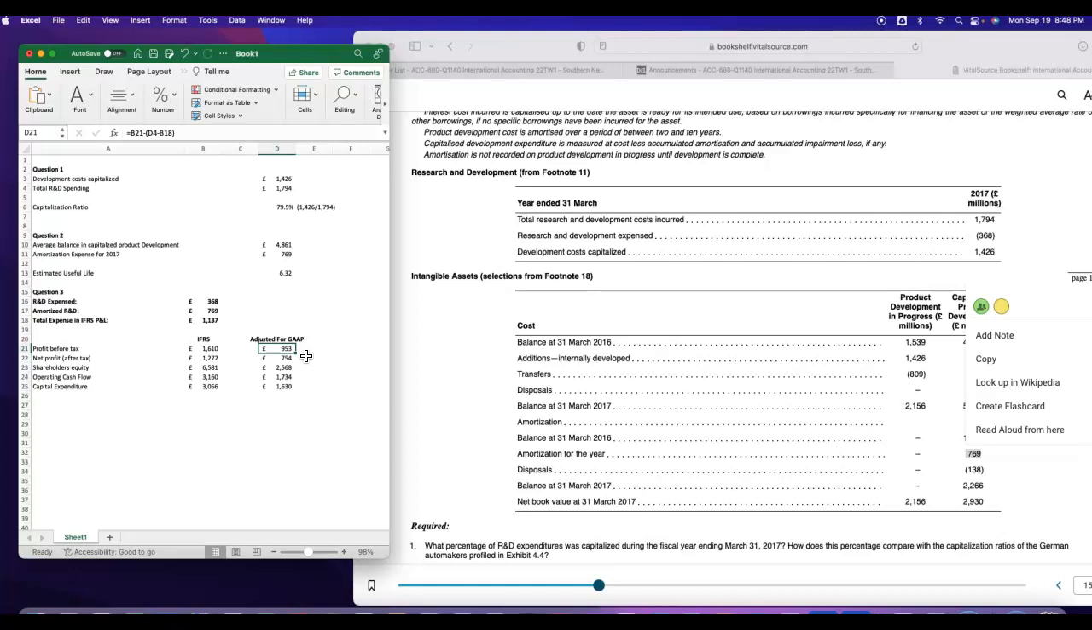Now the net profit after tax is the same calculation. You're just factoring in the tax rate of 21%, right?